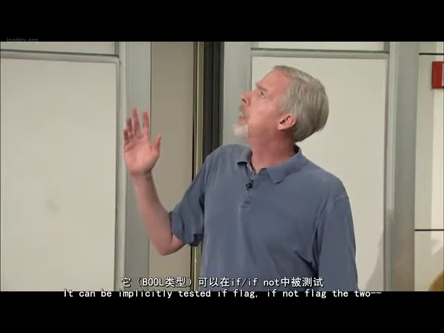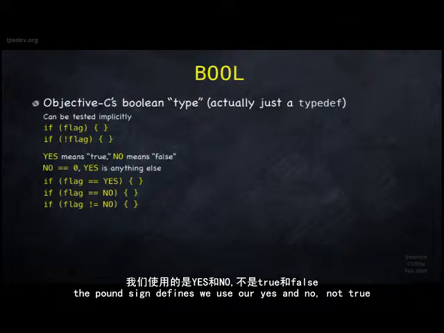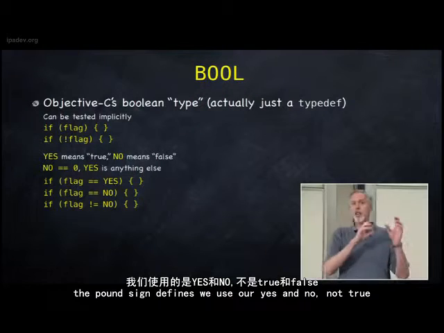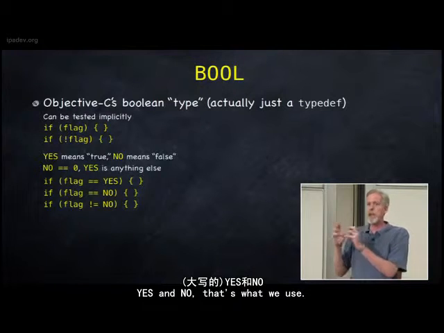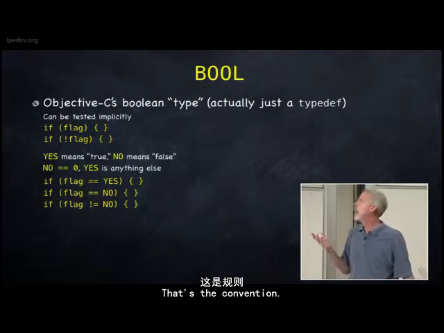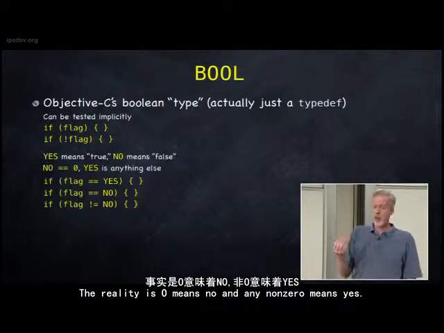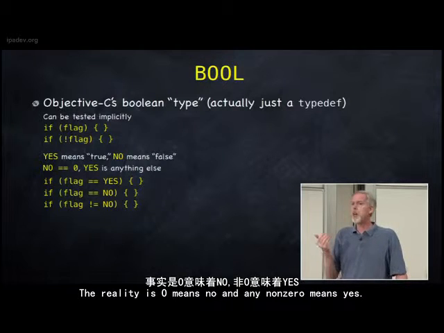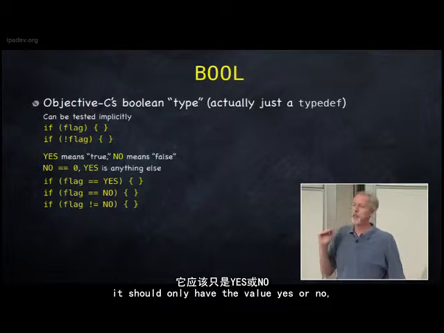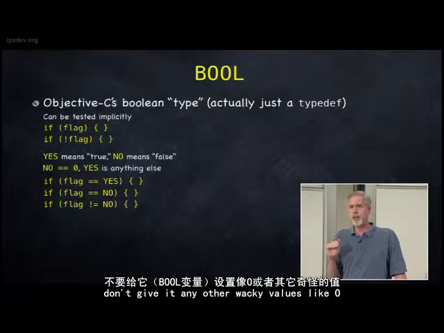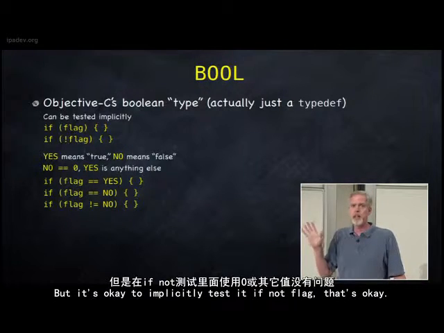BOOL, you know about BOOL. It can be implicitly tested: if flag, if not flag. The two pound-sign defines we use are YES and NO, not true and false, not lowercase yes and no: capital Y, E, S, and capital N, O. That's the convention. True and false are probably even #defined in there. The reality is 0 means no, and any non-zero means yes, but I would not use that. If you have a BOOL variable, it should only have the value YES or NO. Don't give it any other wacky values, like 0 or something like that. But it's okay to implicitly test it, if not flag. That's okay.